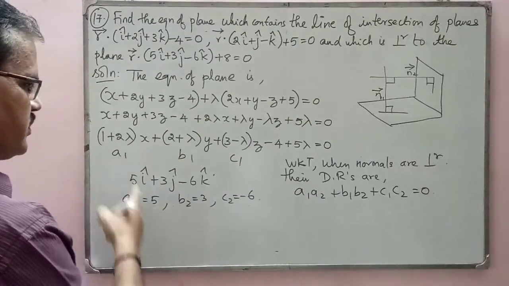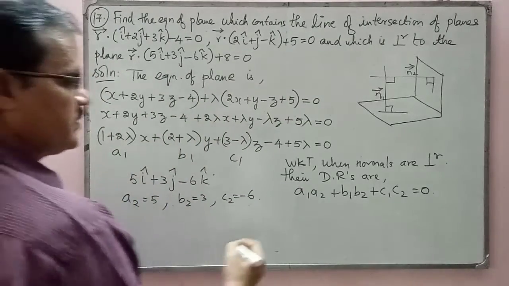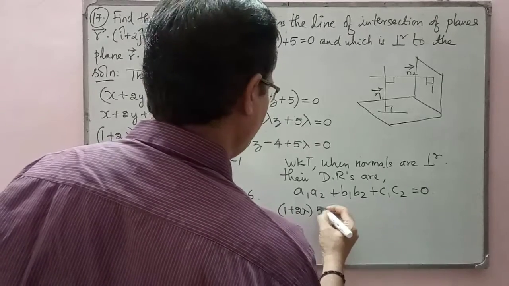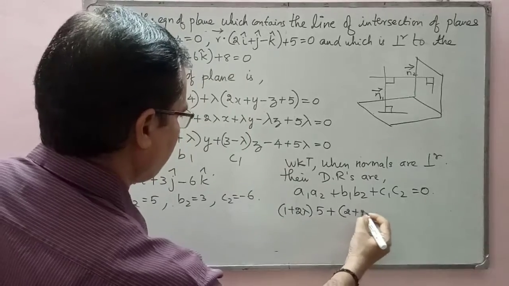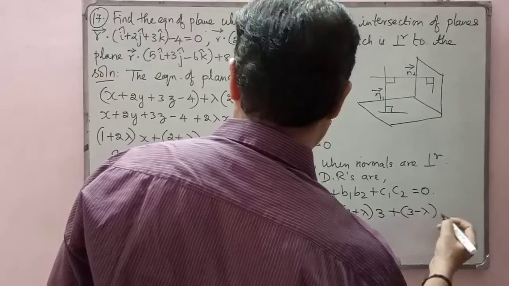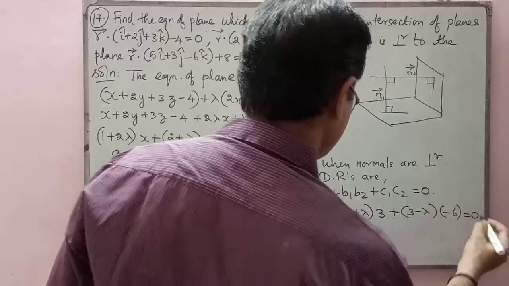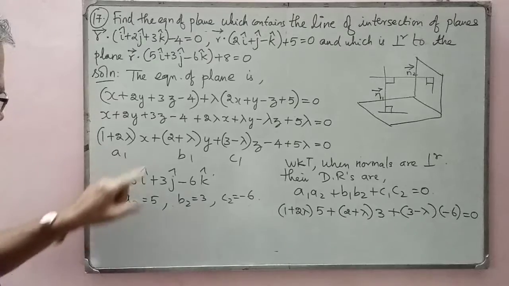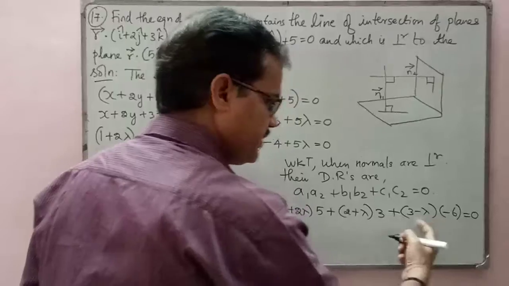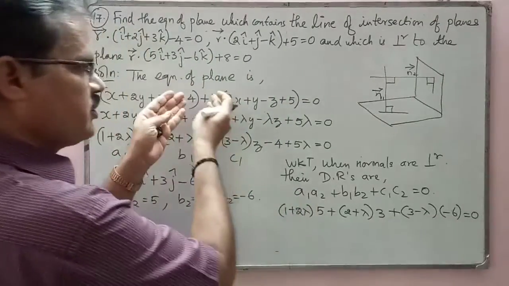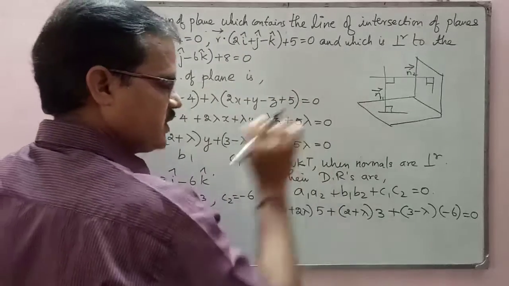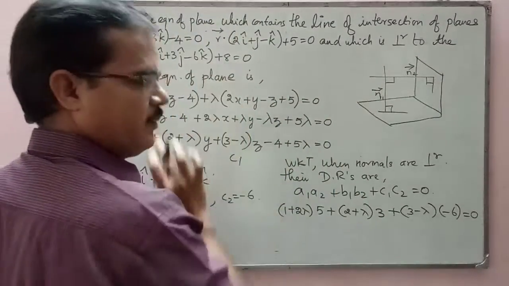So we have found the direction ratios. Directly go for the multiplication. 5 times (1 plus 2 lambda) plus 3 times (2 plus lambda) plus (3 minus lambda) times negative 6 equals 0. I just multiplied a1 a2, b1 b2, c1 c2 equals 0. Now we know this is the equation with only lambda. We can find the lambda and substitute in the equation. We finished up.